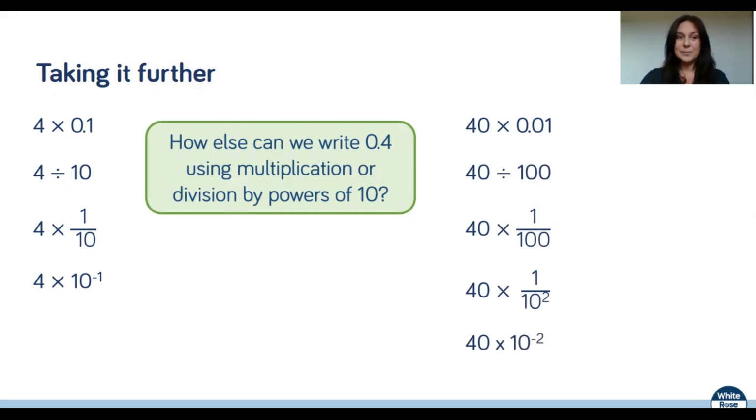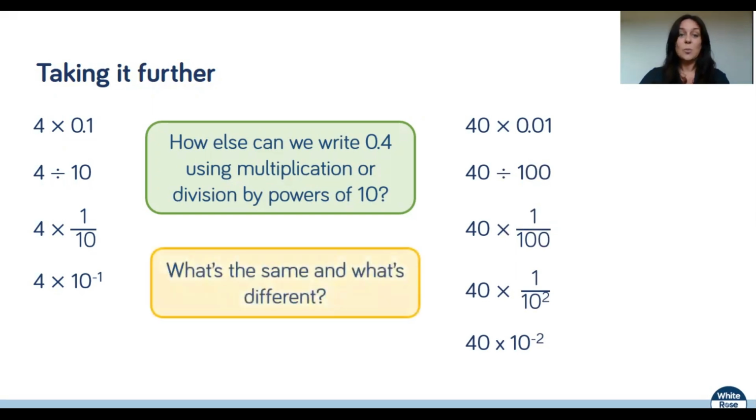power of negative 2. Now, a really lovely question to ask at this point would be, what's the same and what's different about these two numbers? Are they both equal to 0.4? Okay, if we want to take it further, we can look into that. So we have 0.4 is equal to 40 multiplied by 10 to the negative 2.